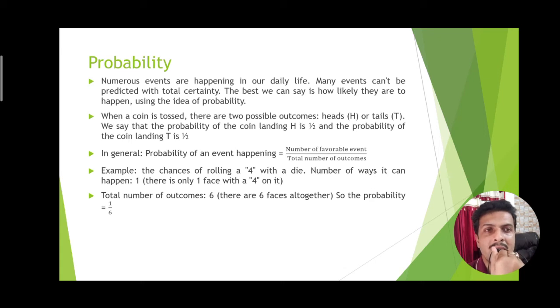Now what is probability? It means the ratio of the number of favorable events to the total number of outcomes. One example: suppose you are looking for the number 4 when you are throwing a die. It is a single case out of the 6 cases. Therefore, the number of favorable events is 1, whereas there are 6 possible events for every throw of the die. So the probability of throwing a 4 is 1 by 6.